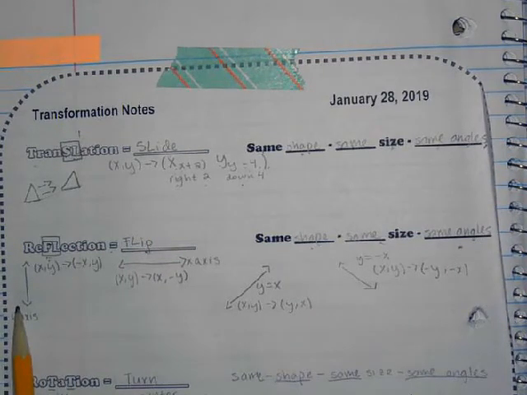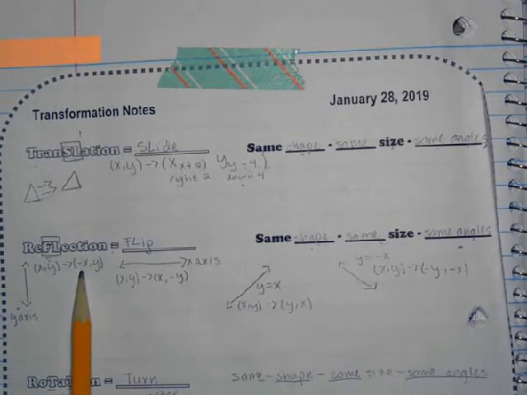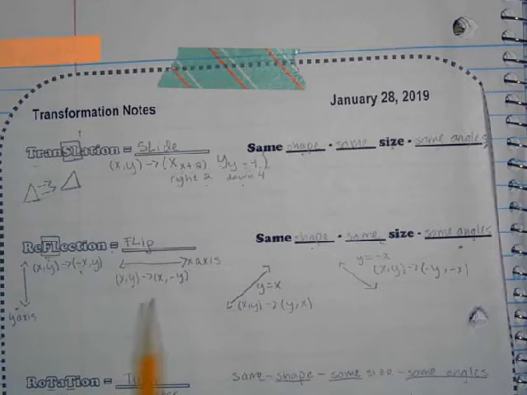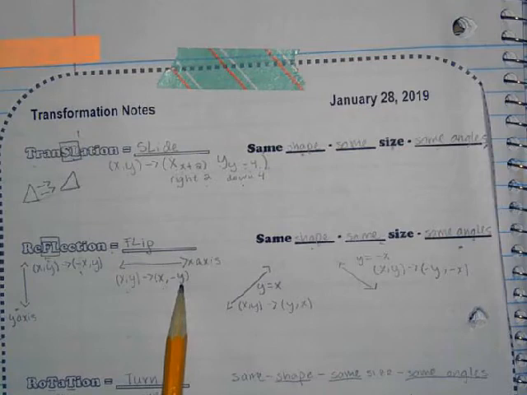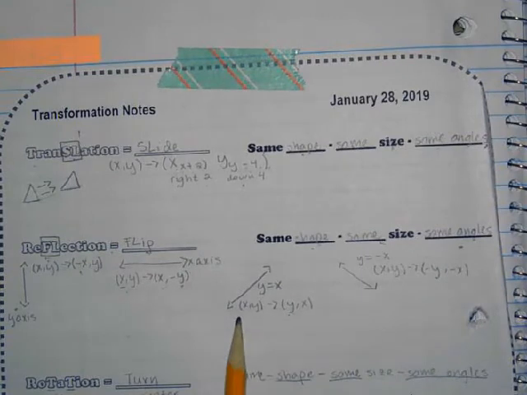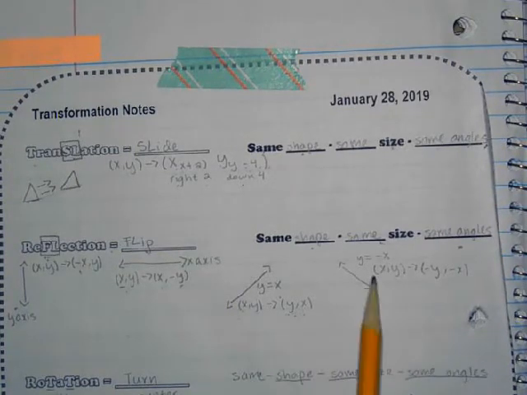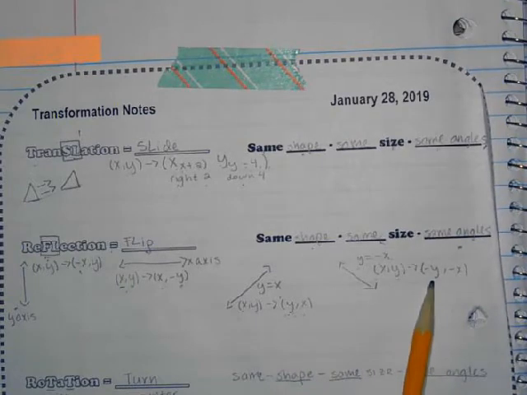The y-axis, and when we flip over the y-axis, the x coordinate becomes negative. The x-axis, when we reflect over the x-axis, the y value goes from the original to negative. When we reflect over the line y equals x, the x and y will switch places. And when we reflect over the line y equals negative x, the original x and y will switch places, and they will both be the opposite. Okay?